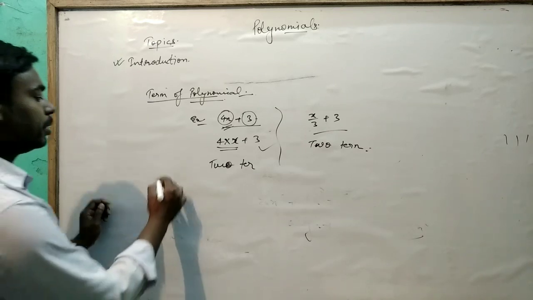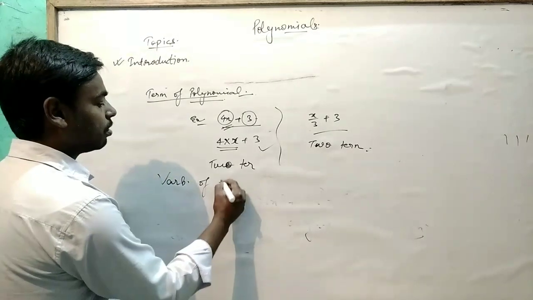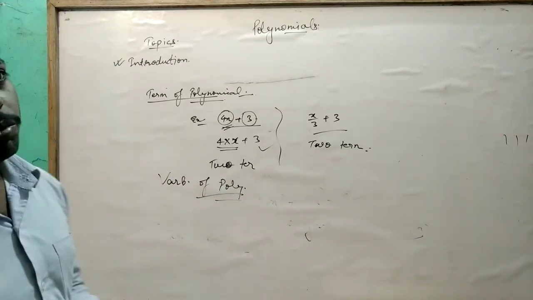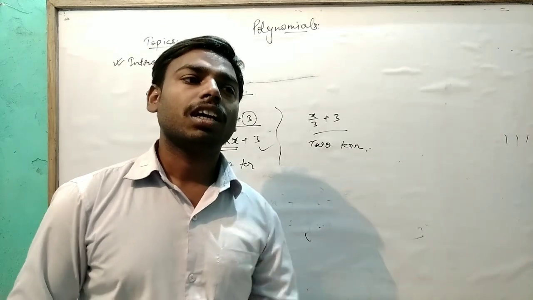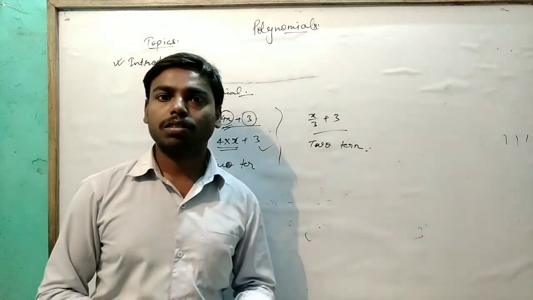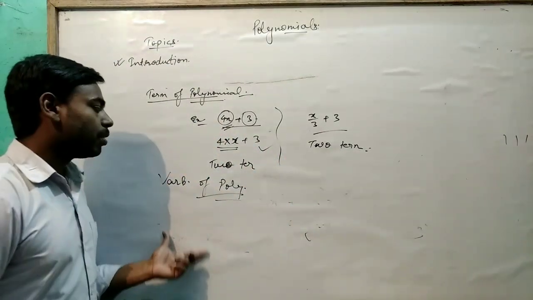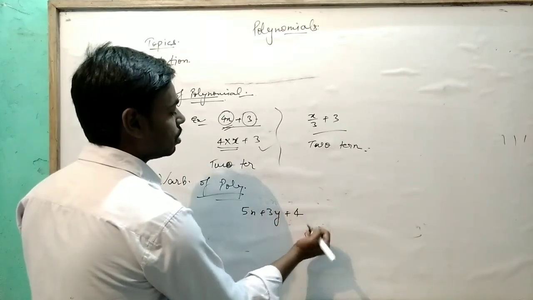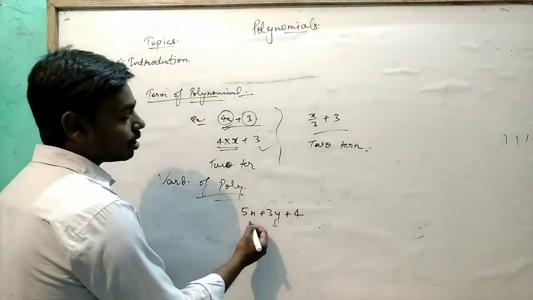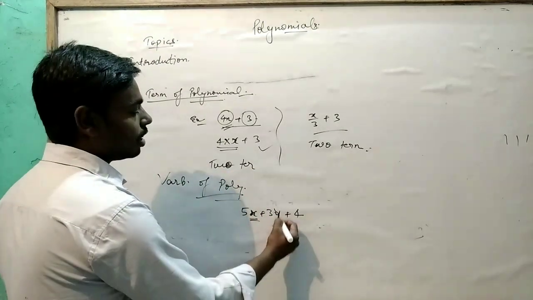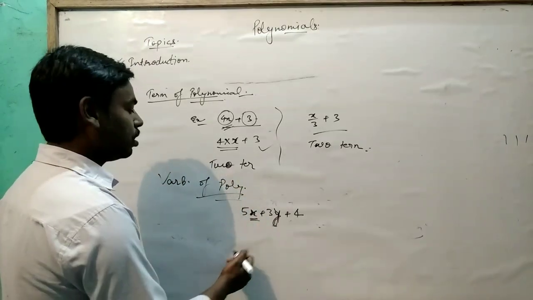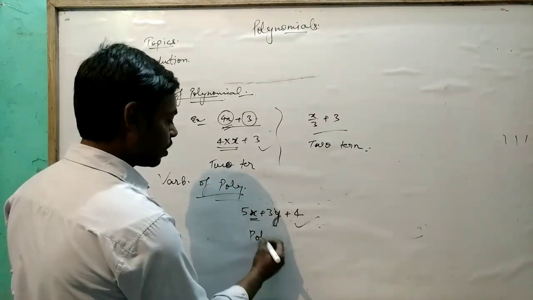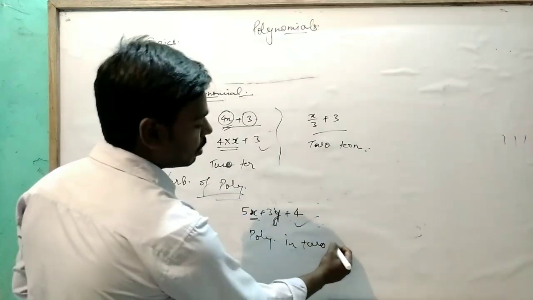Next, variable of a polynomial. What is a variable of a polynomial? Any polynomial which contains any type of variable. Example, 5x plus 3y plus 4. It has two variables here, x and y. So this polynomial is a polynomial in two variables.